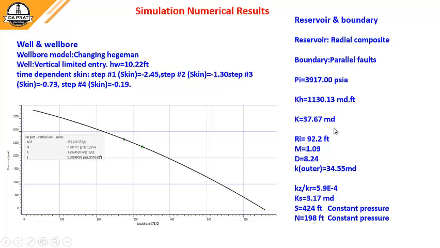And we got some permeability value of around 38 millidarcy. Because it's a composite reservoir, it says that at about 92 feet, there is a change in diffusivity. Mobility basically remains the same, but diffusivity changes. Okay, so these are values for the spherical flow, the anisotropy, and the spherical flow permeability.